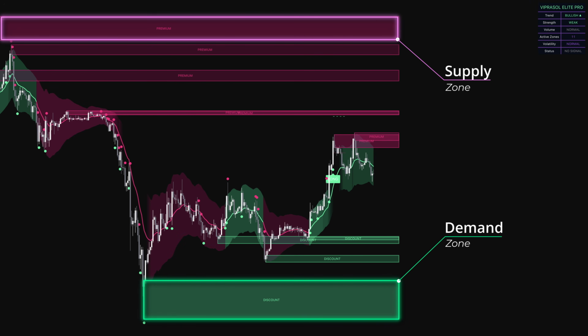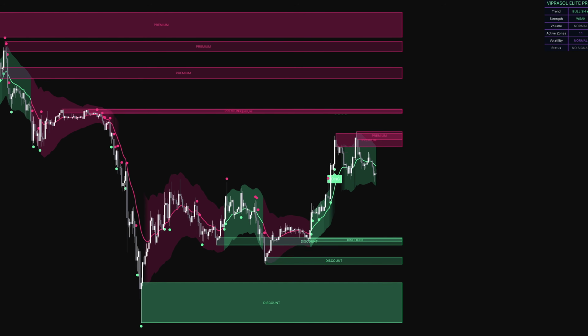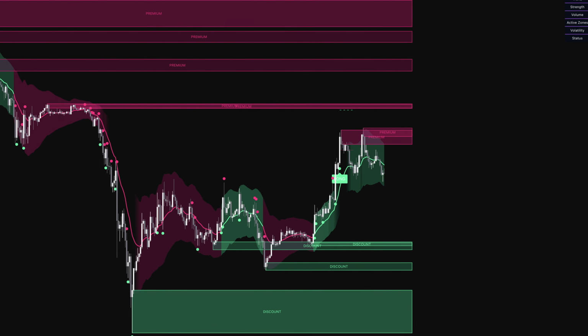Supply and demand zones are built from pivot highs and lows, anchored to the body of the swing bar rather than the full wick, auto-extended rightward, and deleted when price closes through them. Up to 10 active zones per side are maintained before the oldest is dropped.